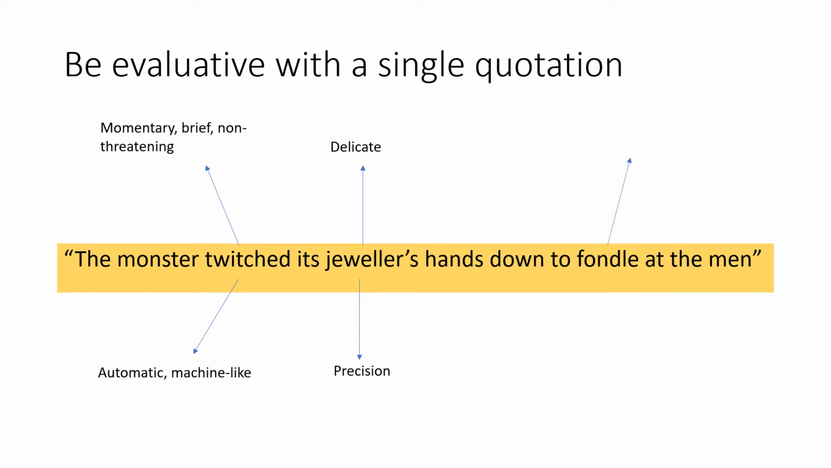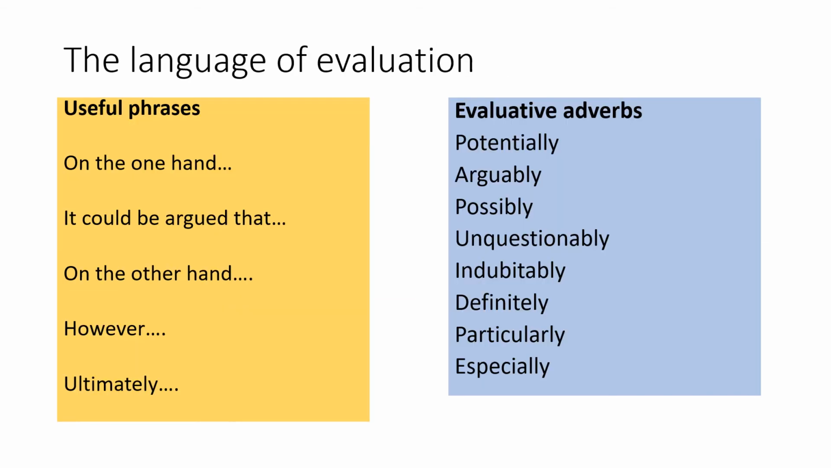We could look at the way it fondles the men and suggest that that's something soft and tender and therefore non-threatening, but at the same time it comes easily to the T-Rex and that makes it sinister. So take one piece of evidence and be evaluative with it. Look at it from a number of possible perspectives.